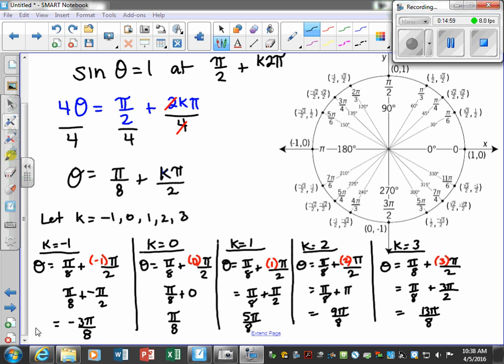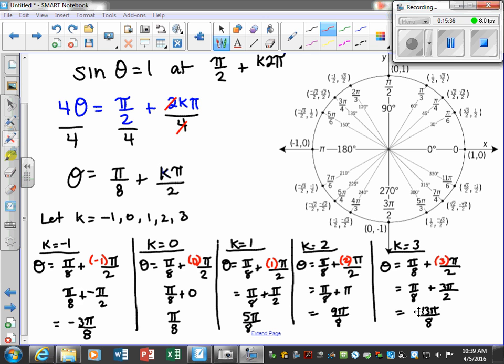Okay, so when we pick certain values for k and plug them into our solution, we can see we get negative 3 pi 8, pi 8, 5 pi 8, 9 pi 8, and 13 pi 8. Now we can keep going on and on like k equal 4, k equal 5, k equal 6. We could just keep going, but we want the solutions that are in our interval from 0 to 2 pi. Is this in 0 to 2 pi? No, because it's a negative value, so I'm not going to use this value, but this one is. Pi 8s, 5 pi 8s, 9 pi 8s, and 13 pi 8s are all within our 0 to 2 pi area.